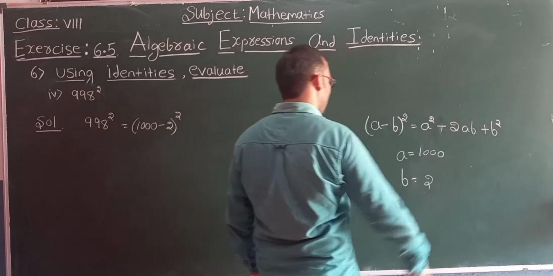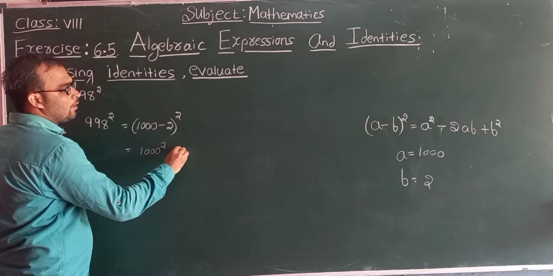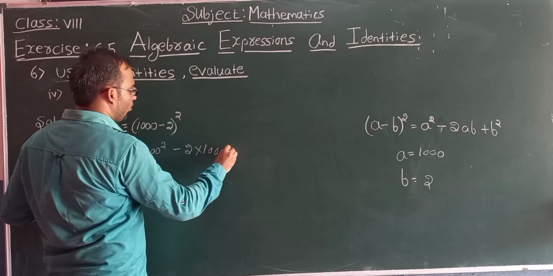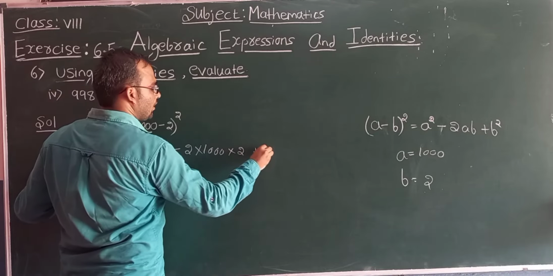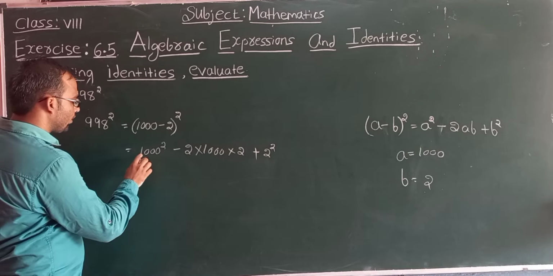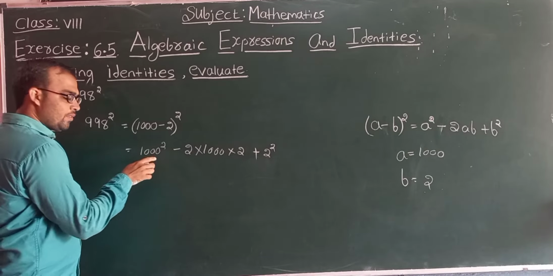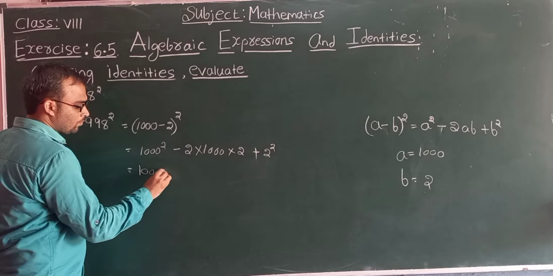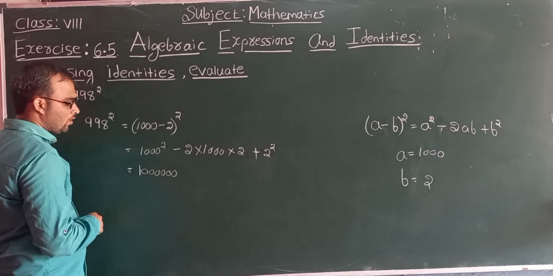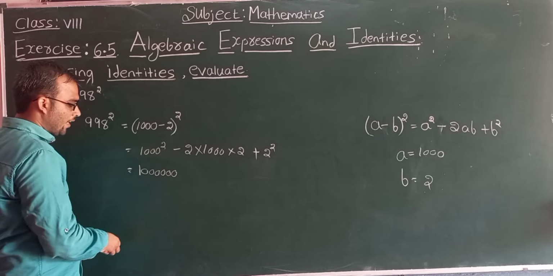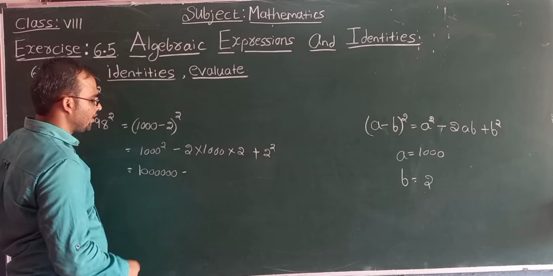Now according to the formula, a square, that is 1000 square, minus 2 into a into b, plus b square. So 1000 square: 1 square is 1, and if the number has 3 zeros, then its square has 6 zeros. So how much did you get? You got 10 lakh. 1000 square is 10 lakh.